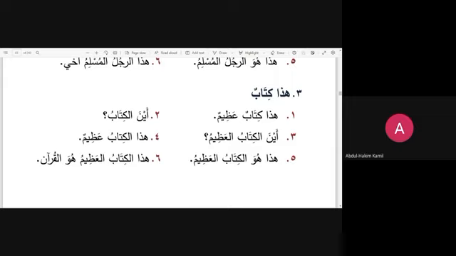هذا الكتاب عظيم. This book is great. I don't need the word kitab. It's just to clarify what I'm pointing at. So you can't translate and say, this is the book that is great. No, it didn't say that. So we're going to the next one.